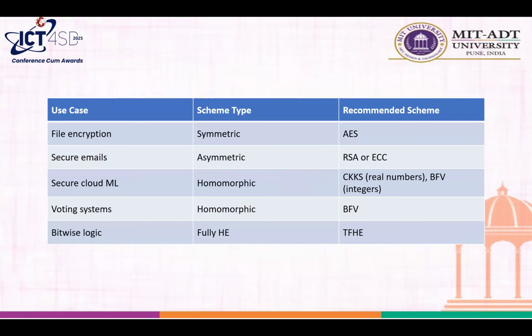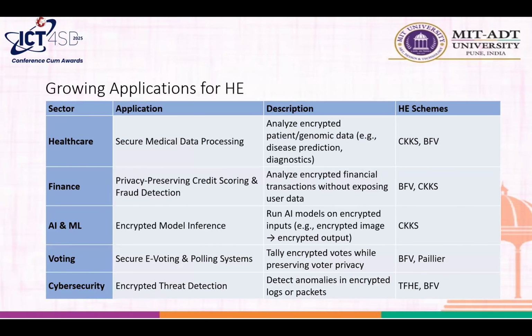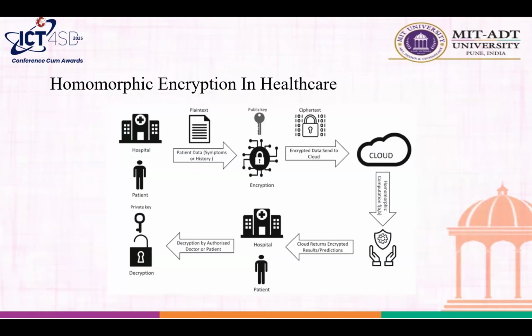For example, right now we have file encryption and secure emails going on, using AES and RSA, but for secure cloud computation or a voting system, we can use homomorphic encryption. These are the growing applications. In healthcare, finance, AI, ML, everywhere, mostly in another 10 to 15 years, homomorphic encryption will come into existence. This is the conclusion, on how homomorphic encryption can be used for healthcare. That's it, sir. This is my part of the research subject.